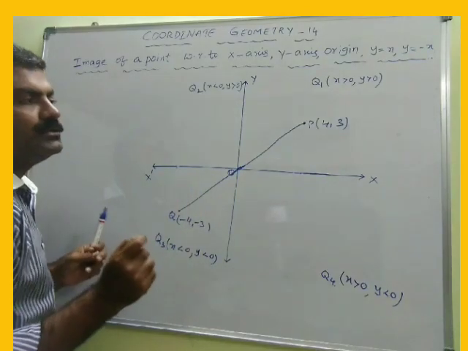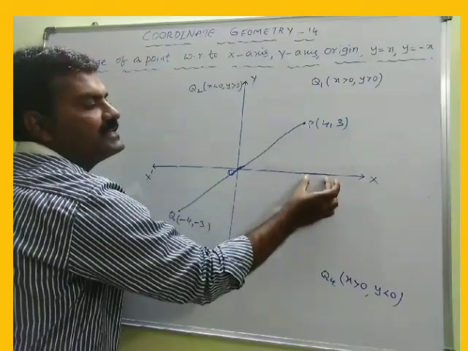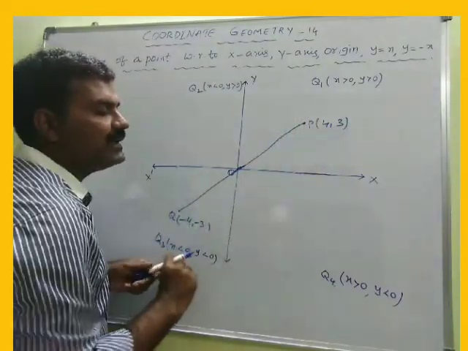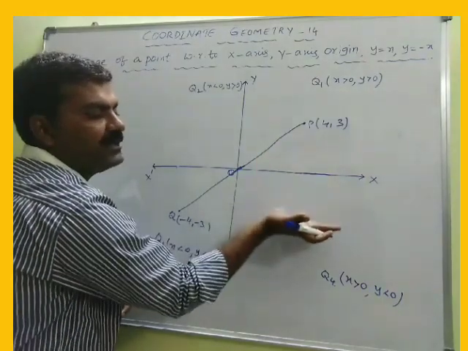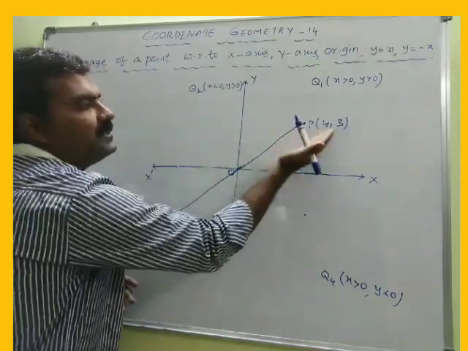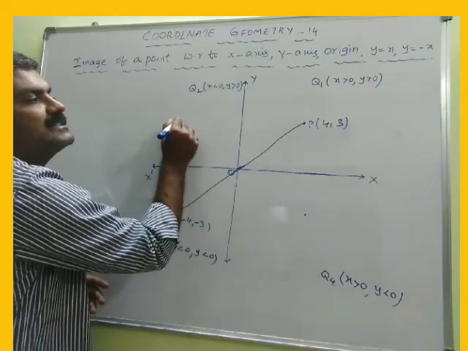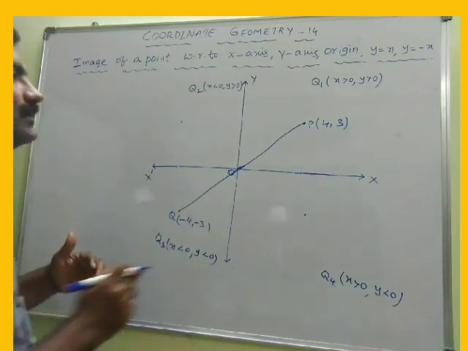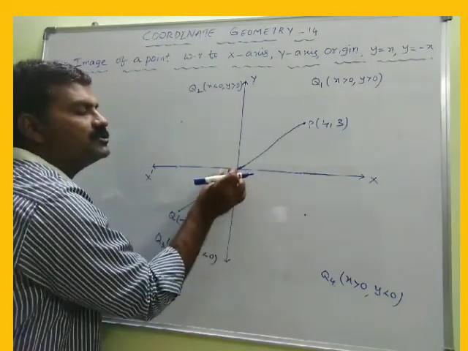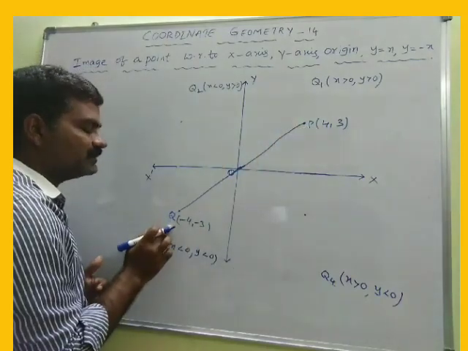So please try to understand. If we take the image of this point with respect to the x-axis, then the image lies somewhere in the fourth quadrant. If we take the image of the same point with respect to the y-axis, then that image will exist in the second quadrant somewhere here. Do you understand? Now the image of a point with respect to the origin: if a point is in the first quadrant, then its image will be in the third quadrant.